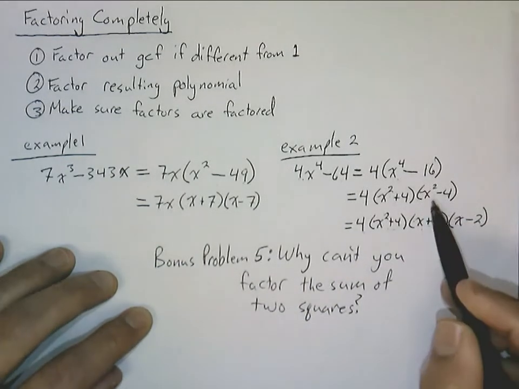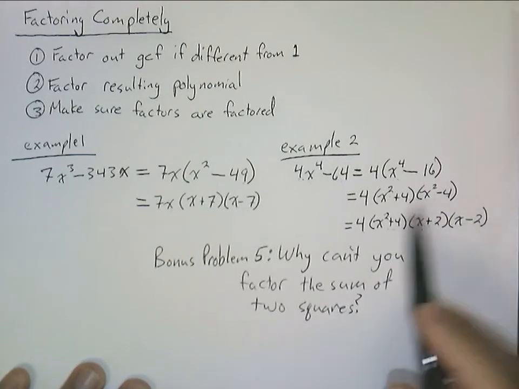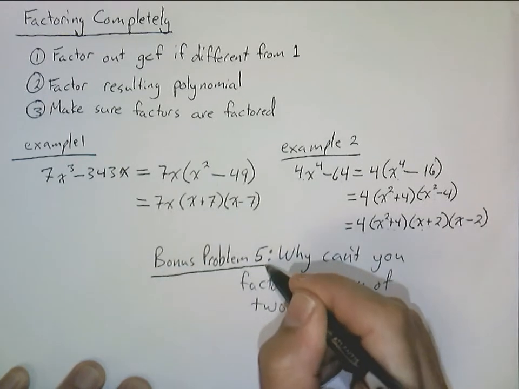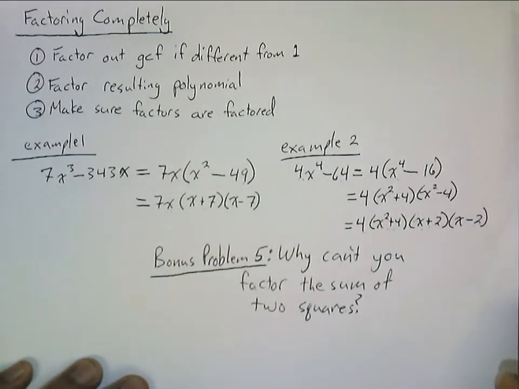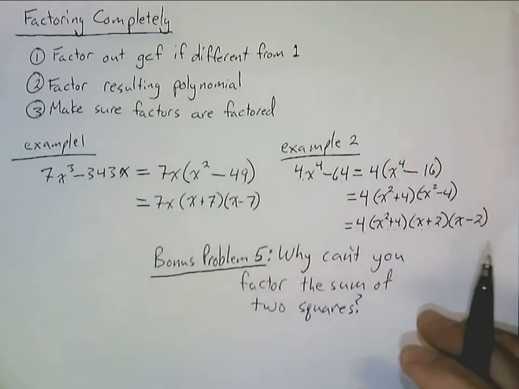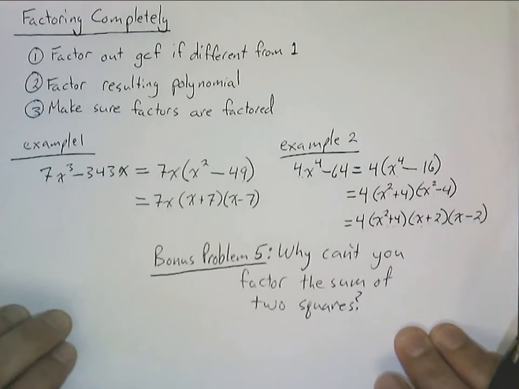Okay. Clearly we see that we've already covered this. The difference of two squares factors, but the sum of two squares does not. So write up a little explanation for why that can't happen, and that'll be worth some bonus points. And that's basically factoring completely.